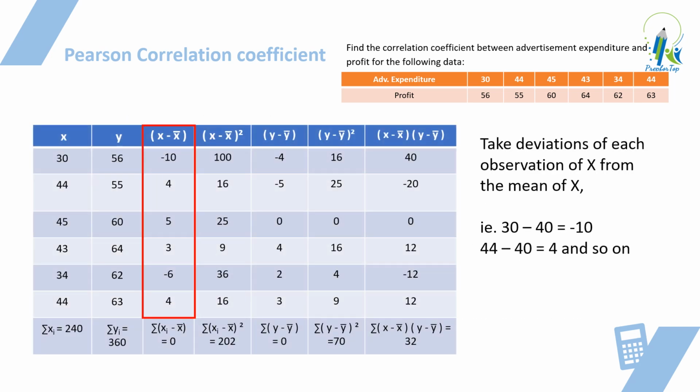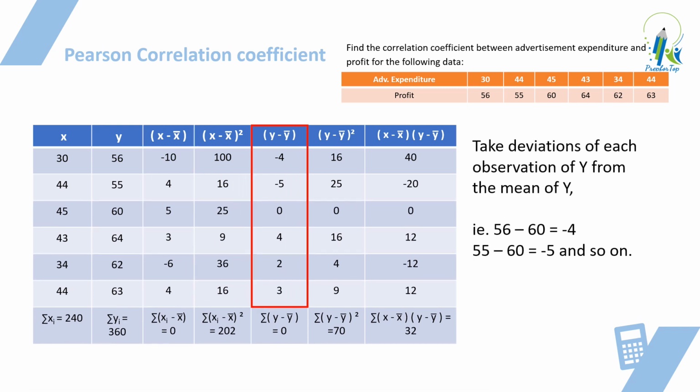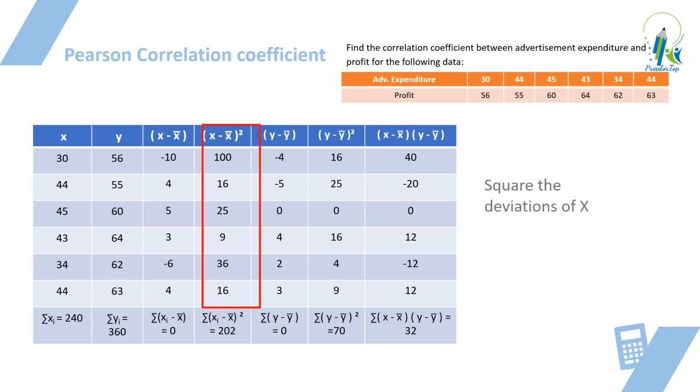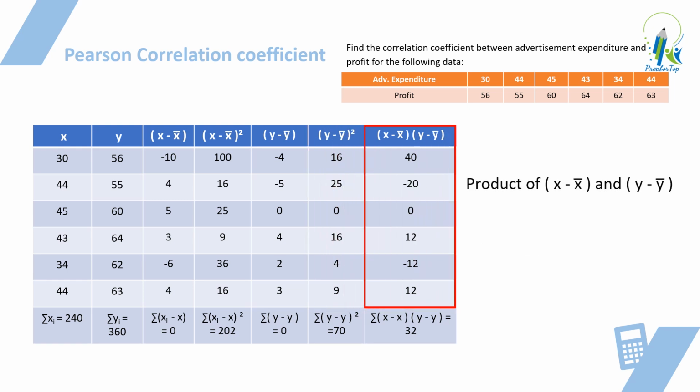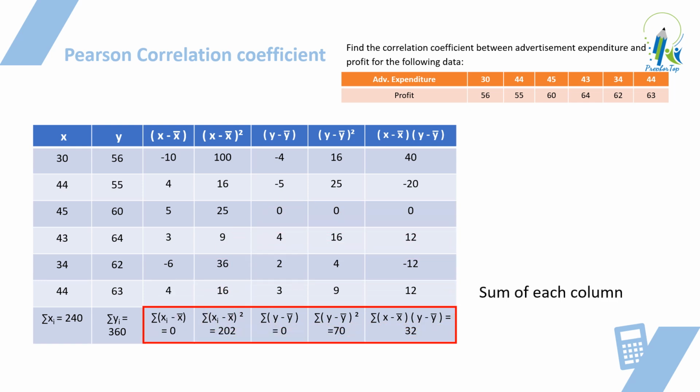Take deviations of each observation of X from its mean, for example, 30 minus 40 equals minus 10, 44 minus 40 equals 4, and so on. Take deviations of each observation of Y from its mean, for example, 56 minus 60 equals minus 4, 55 minus 60 equals minus 5, and so on. Square the deviations of X. Square the deviations of Y. Calculate the product of deviations. Sum each column.